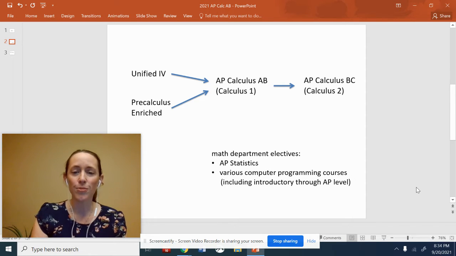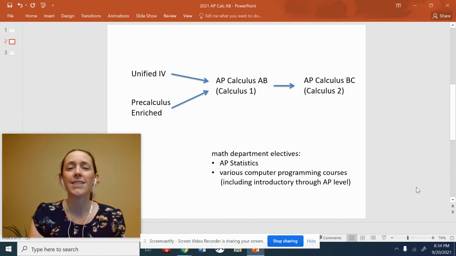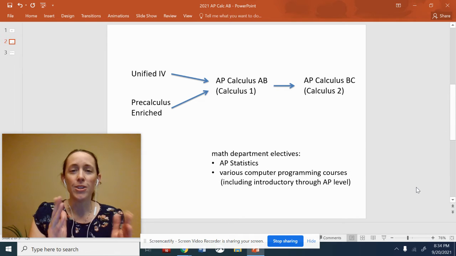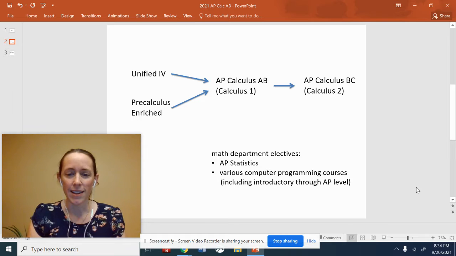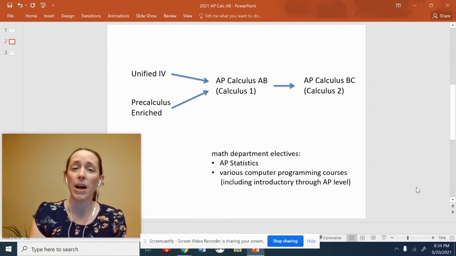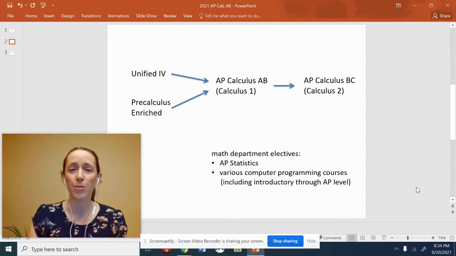And for the juniors, I want to mention there are some math department electives. We offer AP Statistics as well as various computer programming and computer science courses. I'll be talking about that in the spring with the students when it comes time for scheduling. They're all eligible for AP Statistics, and for computer science or computer programming, we offer half-year, full-year, honors and AP courses. I'll go over all that with the students when it comes time for scheduling and go over any questions they have.